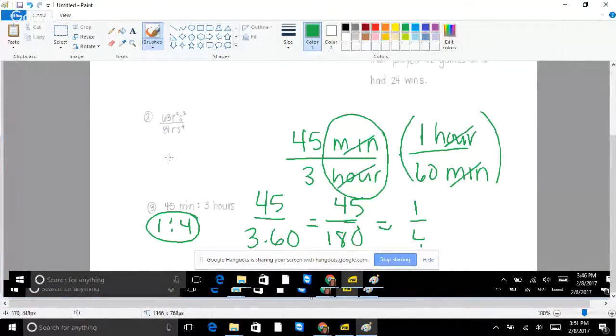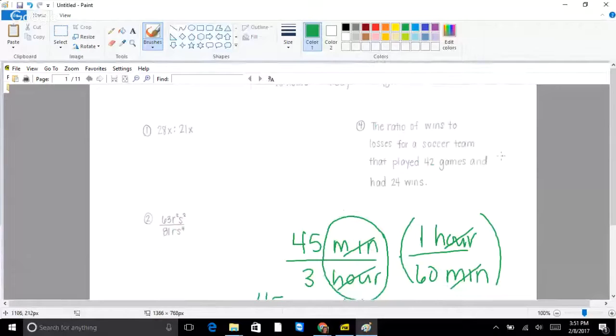Okay, so one more example. Jake and Sophia, this one's for you, right? The ratio of wins to losses for a soccer team. So we want to write a ratio of wins to losses for a soccer team that has played 42 games and had 24 wins. So the ratio we're looking for is wins to losses. We know that we've had 24 wins, and hopefully we've had fewer losses than that, and they've played 42 games.